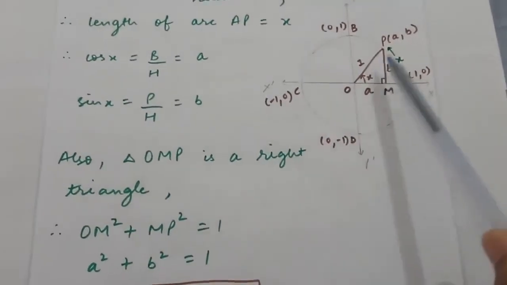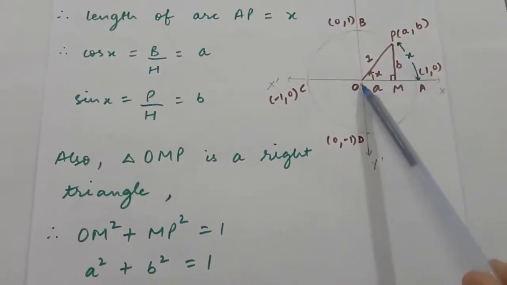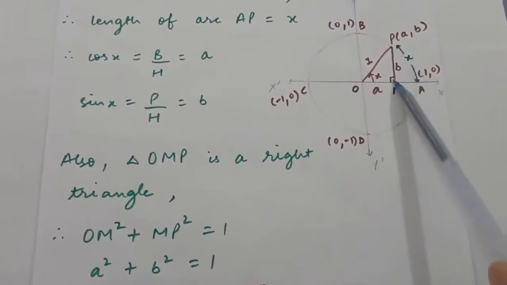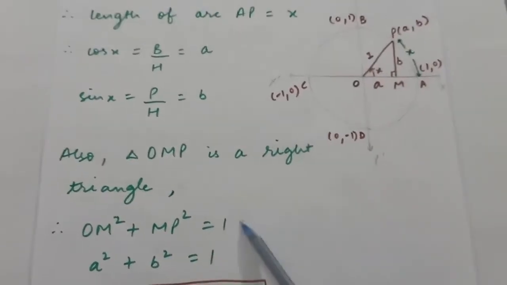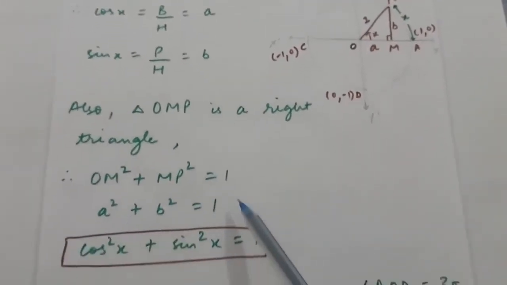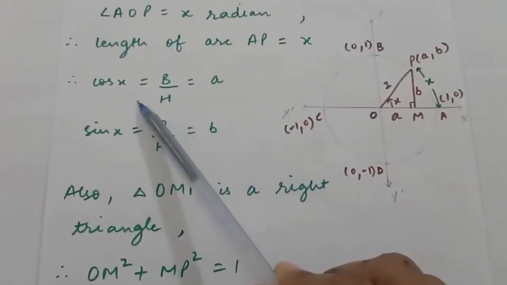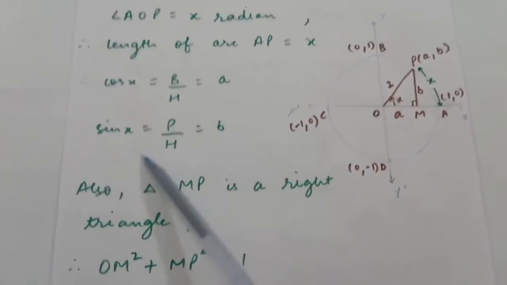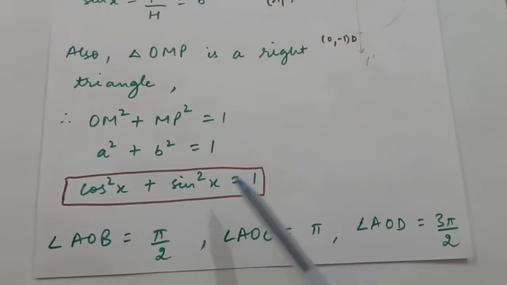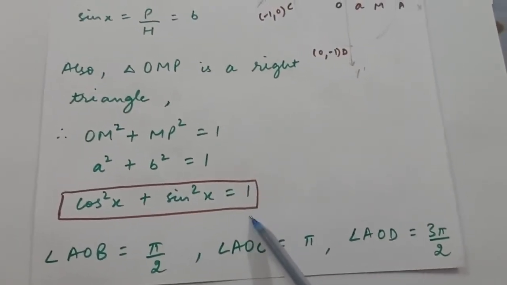Also triangle OMP is a right triangle. Therefore by Pythagoras theorem we can see this OM square plus PM square is equal to 1, right? That is a square plus b square is equal to 1. Now a is what? Cos x, b is sin x. So we get cos square x plus sin square x equal to 1. And you have to learn this result, right?